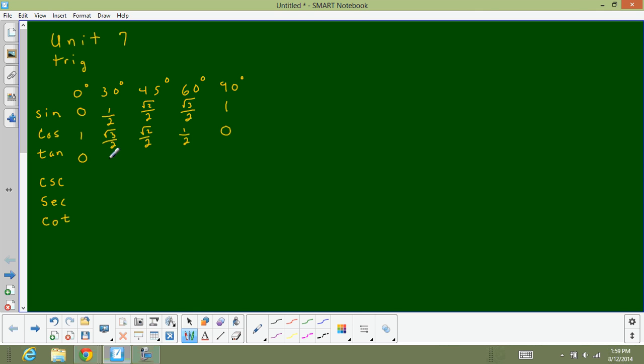The tangent of 30 degrees is 1 over the square root of 3. Or you may, of course, want to rationalize that. If you want to multiply top and bottom by square root of 3 over square root of 3, then you would get square root of 3 over 3 as your answer with a rational denominator. The tangent of 45 degrees is 1, and the tangent of 60 degrees is the square root of 3. Okay. Finally, the tangent of 90 degrees is undefined or does not exist.